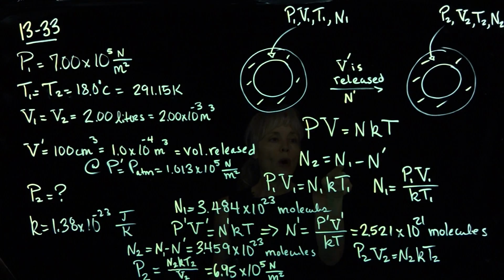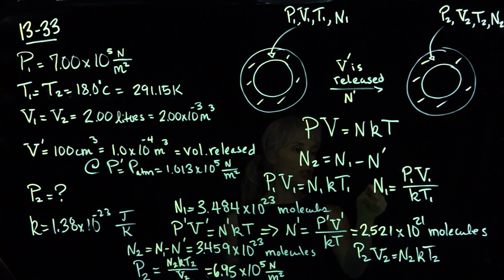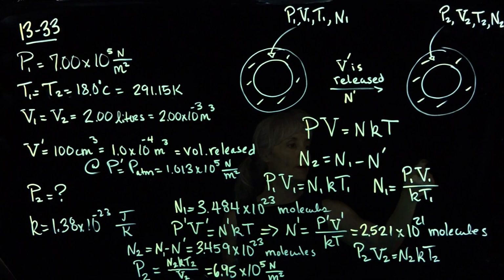So what is N1? Well, we're going to use PV = NkT, the ideal gas law, applied to the first situation. So P1V1 is equal to N1kT1. Notice the only unknown here is N1. So rearranging, N1 is equal to P1V1 over kT1.